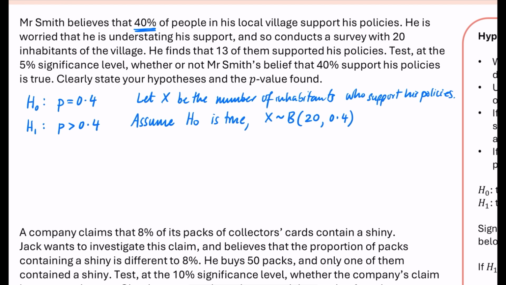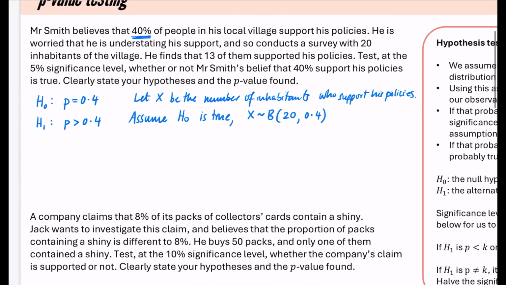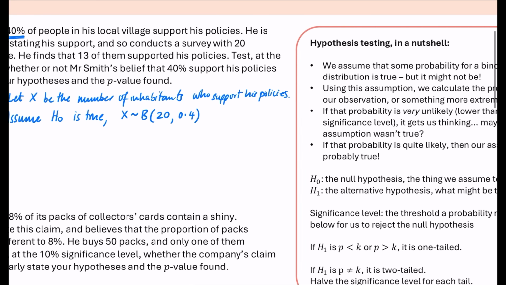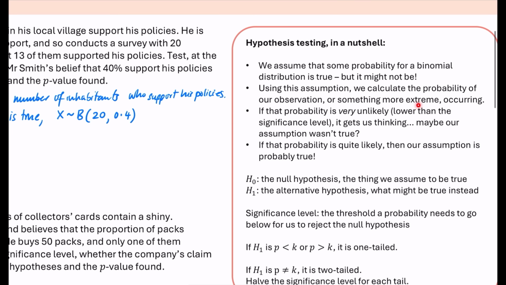We're assuming that this is true. So X has this binomial distribution. And now we're going to do this thing. We're going to find that 13 of them supported his policies. Now, we're going to be saying 13 people or more extreme.